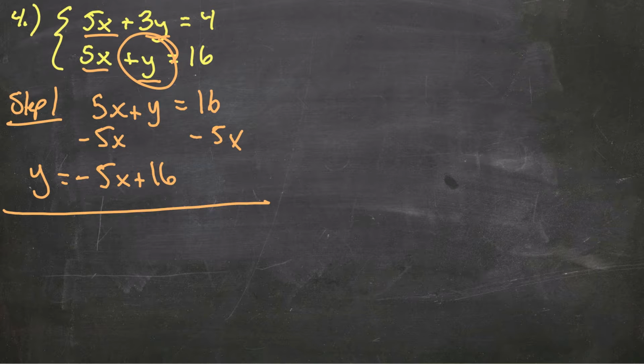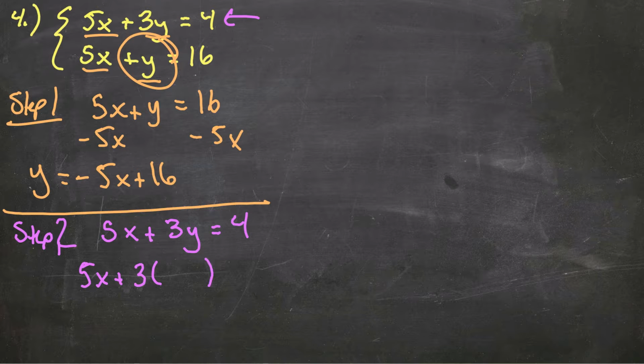Alright, that makes us move on to step 2. Step 2 says I'm going to use the top equation because I used the bottom equation in step 1. So I write 5x plus 3y equals 4. Now, instead of y, I'm going to write an empty set of parentheses. So I put negative 5x plus 16 in the parentheses.